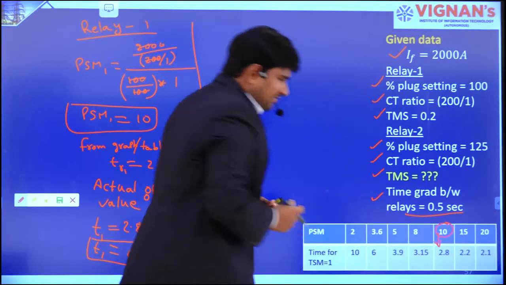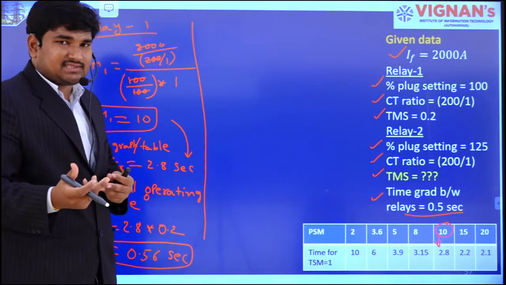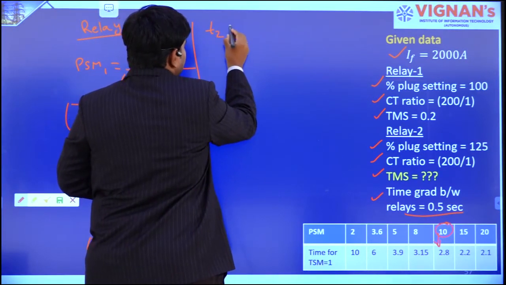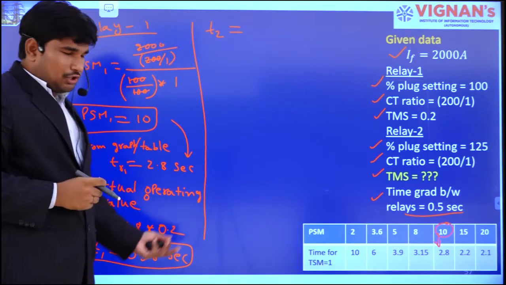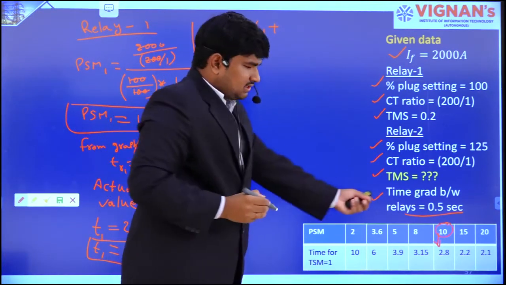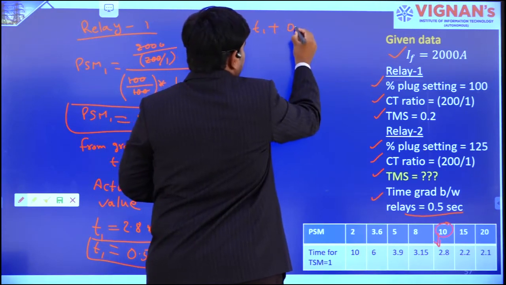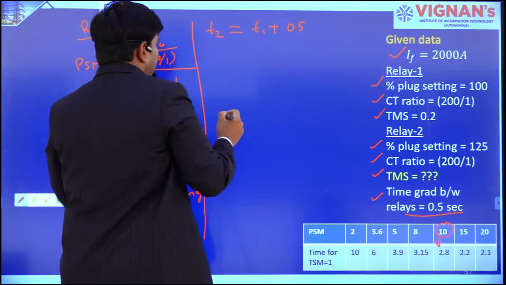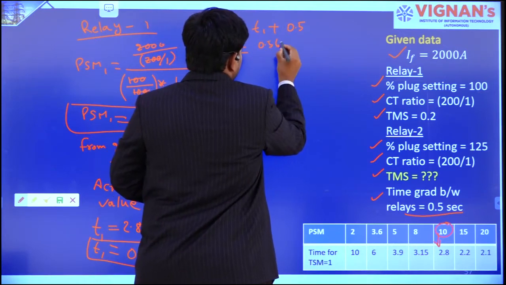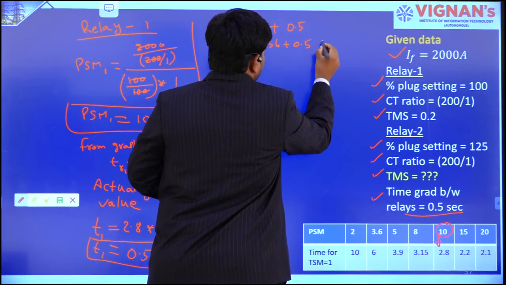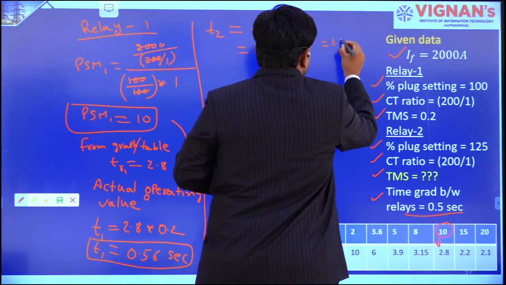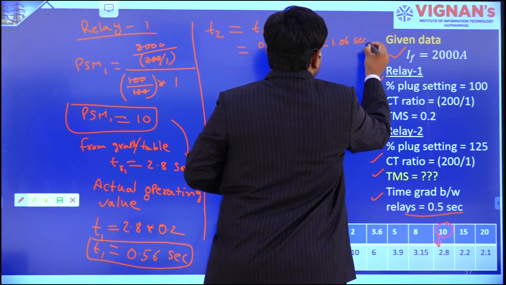Now I had one relation, right? The time difference between the two relays is 0.5 seconds. That means the operating time of relay 2 is equal to T1 plus the delay, that is 0.5. So 0.56 plus 0.5 becomes 1.06 seconds.